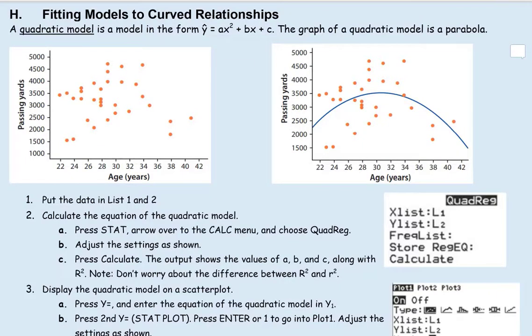Hello everybody. Today we're going to finish up our Unit 2 and talk about fitting models to curved relationships, because not everything is best represented with a least squares regression line. A quadratic model is a model in the form of y hat equals ax squared plus bx plus c. You all should know what a quadratic model looks like. You've all taken Algebra 2 at this point. The graph of the quadratic model is a parabola.